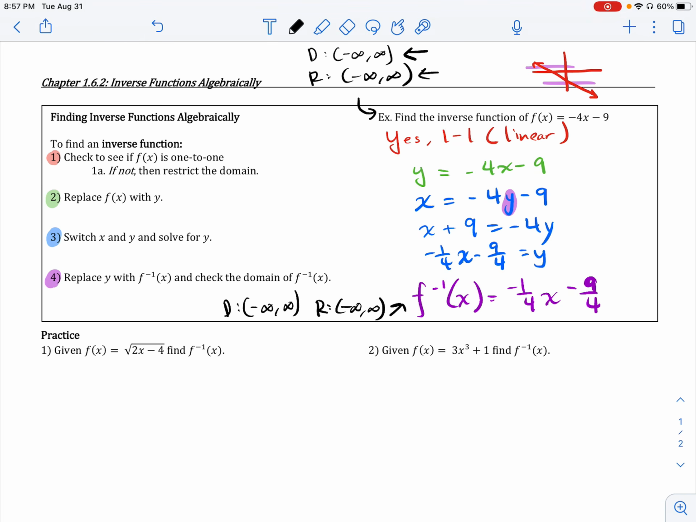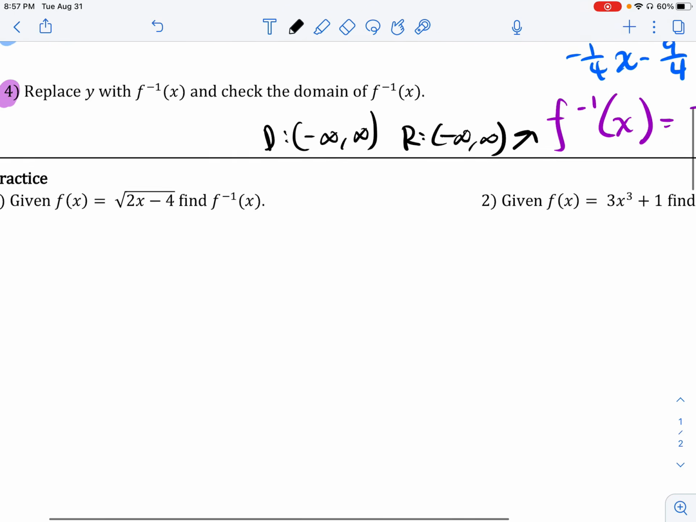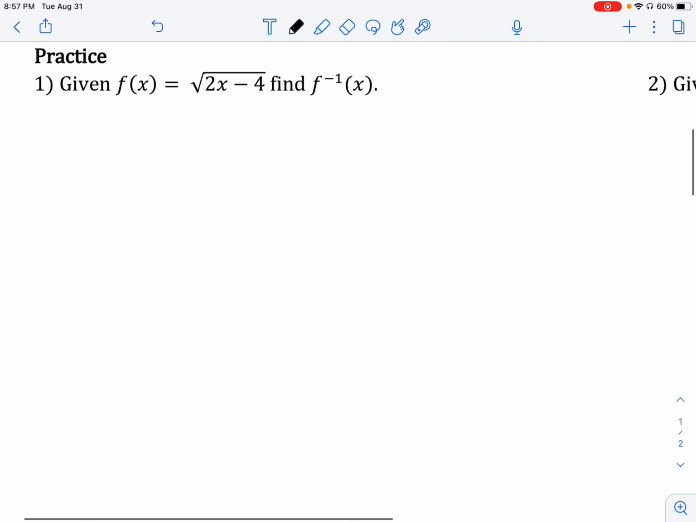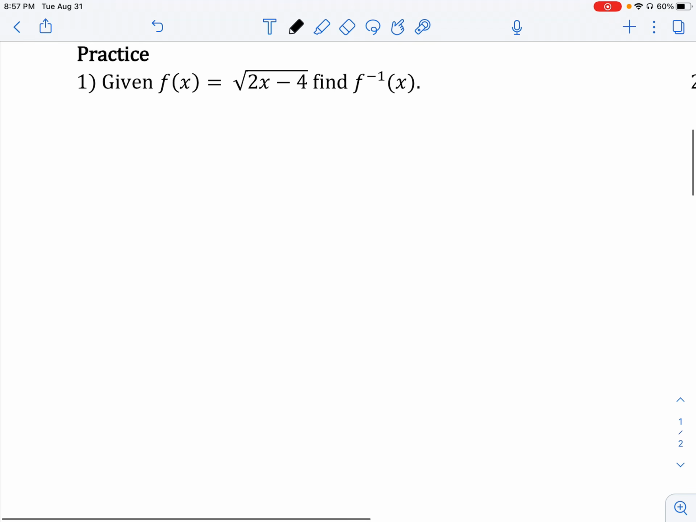All right, so let me just go ahead and try one together. Let's go ahead and try this practice problem now. We're given a function, we're going to find its inverse, and then we'll check the domain and range. It might be a good idea to actually start with the domain and range before we forget. So let's find the domain of f.